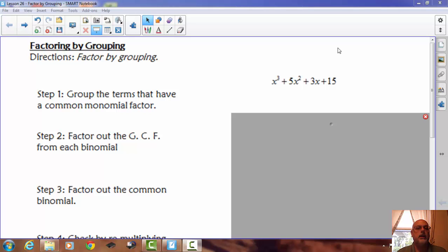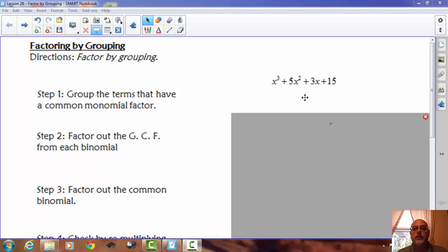So this one is factor by grouping. What I'm starting you out with is a polynomial that has 4 terms. When you've got something with 4 terms like that, you group the terms that have a common factor in them, like x cubed and x squared. Then you factor out the GCF from each binomial.